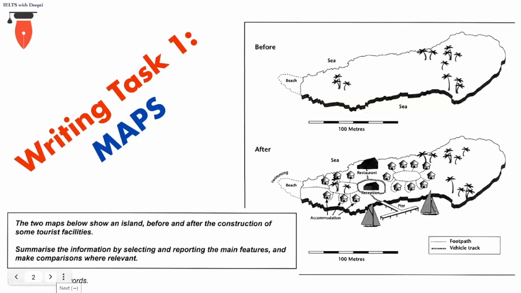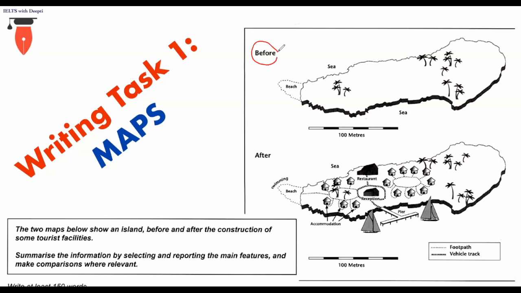So this is how your map would look like. So in this particular map, we can see that there are 2 maps given to us. One is how the place looked before the construction of tourist facilities and how it looked after. So this thing is actually mentioned here in the question already. Now we understand that there is a key given here. More details about this key we are going to discuss in the later part of the video.